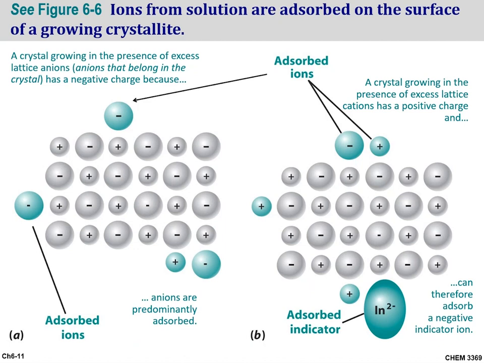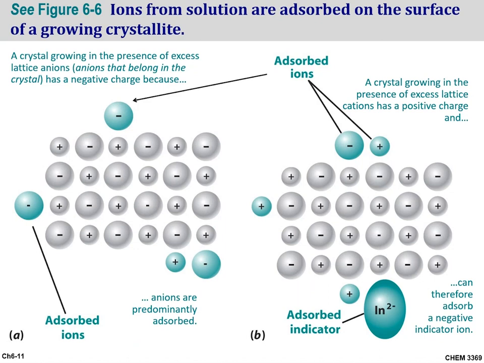Now the indicator is itself an ion. It has a negative charge. So if the surface of the growing crystal has a negative charge, it repels the indicator because like charges repel, right? However, when you are at the end point, the surface will have a slight excess of positive charge, and it will attract the anionic indicator. So the indicator will now be adsorbed on the surface at the end point.